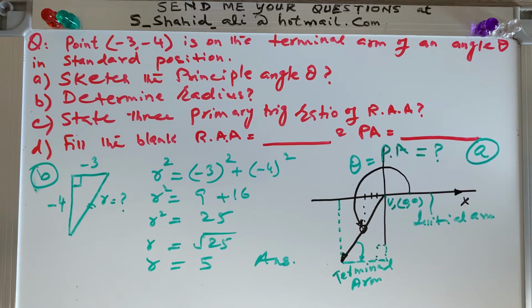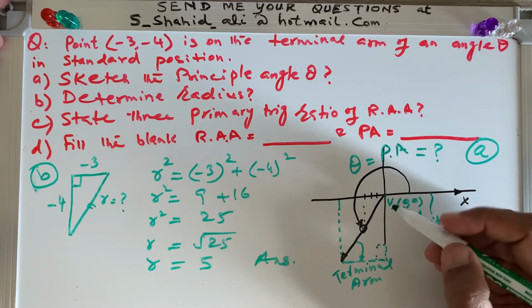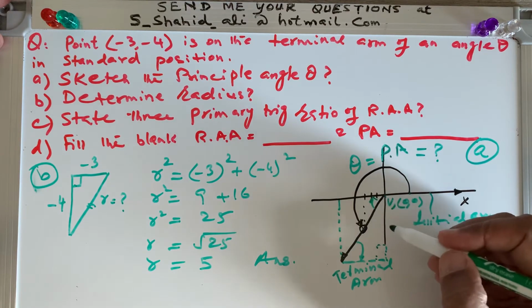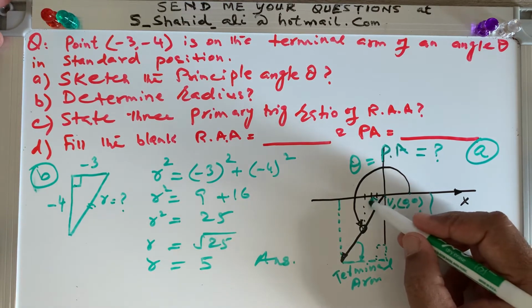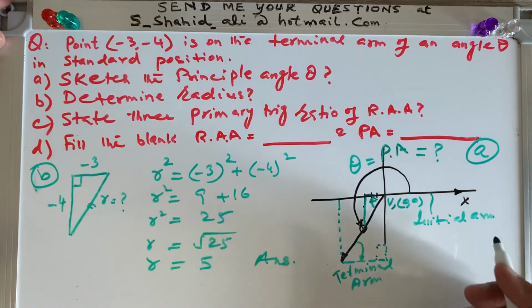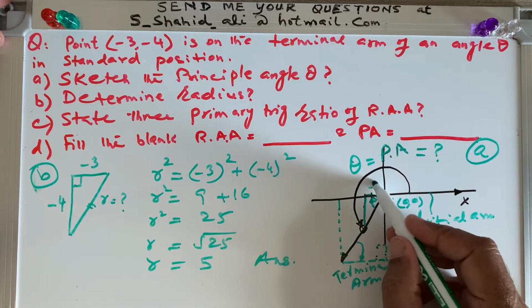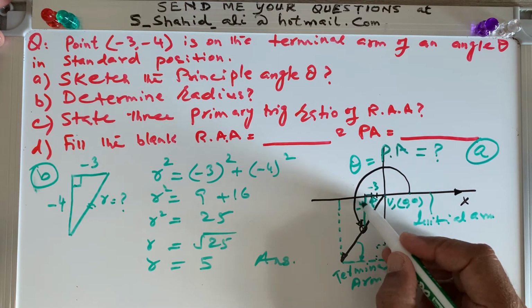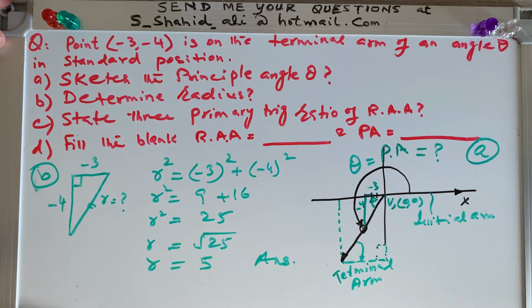Now we move on to C. State the three primary trig ratios of the RAA. So what is RAA? Right? Related acute angle. So the related acute angle is this, right? This is my related acute angle, RAA. So I am drawing this triangle, not the bigger one, because my values are only given here, -3 and -4. So I draw it here separately, -3 and -4, right?